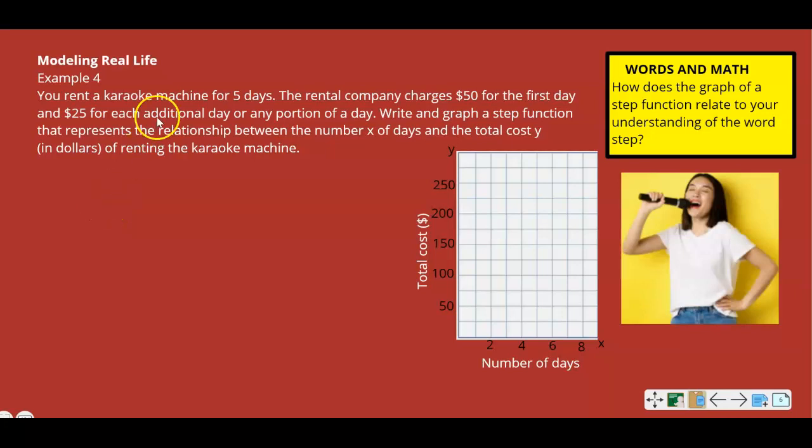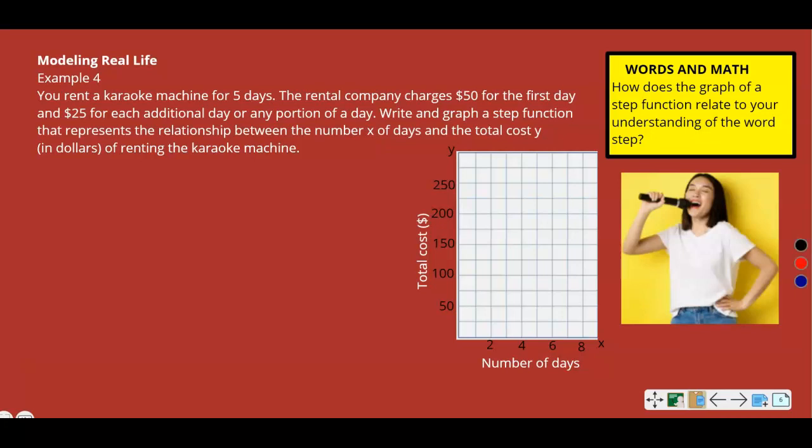All right, this is Piecewise Functions Continued. We're on example 4, modeling real life. You rent a karaoke machine for 5 days. The rental company charges $50 for the first day and $25 for each additional day or any portion of a day. Write and graph a step function that represents the relationship between the number x of days and the total cost y in dollars of renting a karaoke machine.